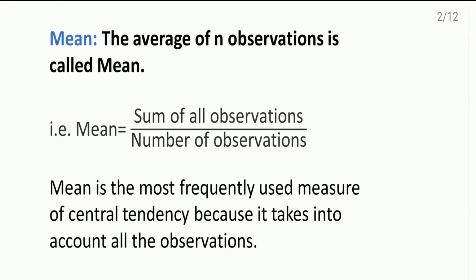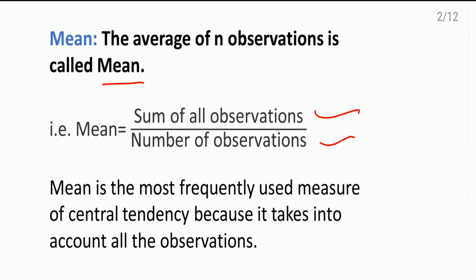Today we'll see all about mean. The average of n observations is called mean. That is, mean is equal to the sum of all the observations divided by the number of observations, or we can say total number of observations. It means that this is just a simple average, right? Whenever our data is very small, we can directly use this formula.